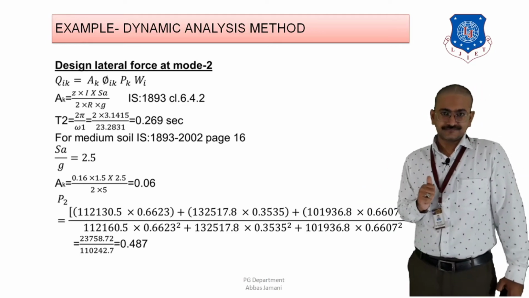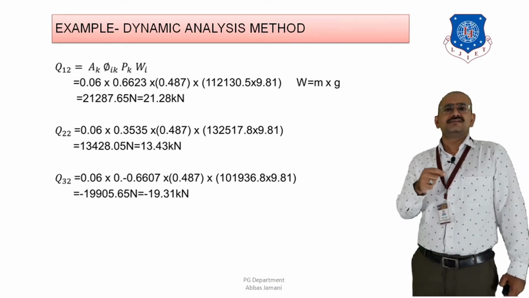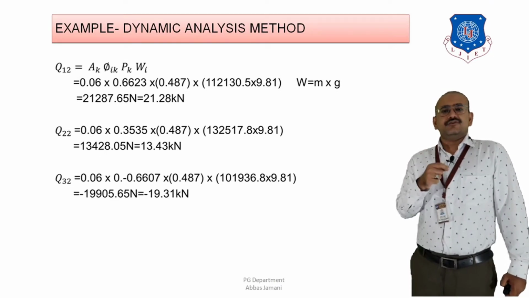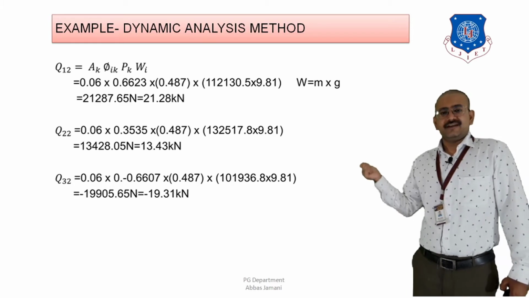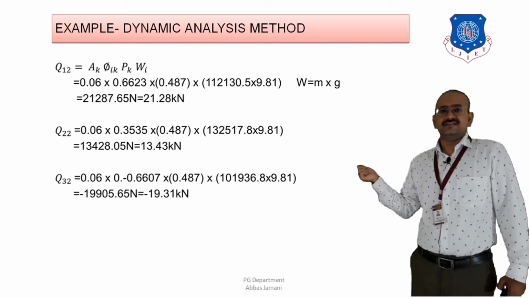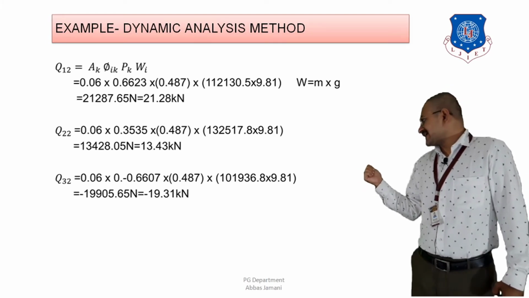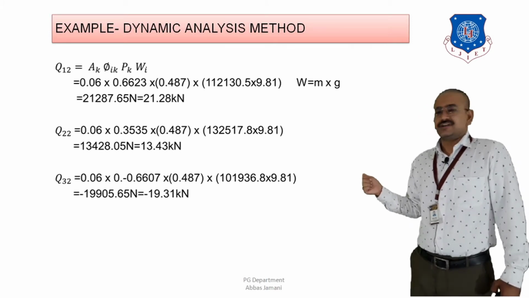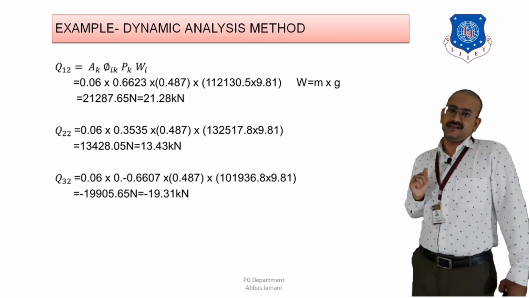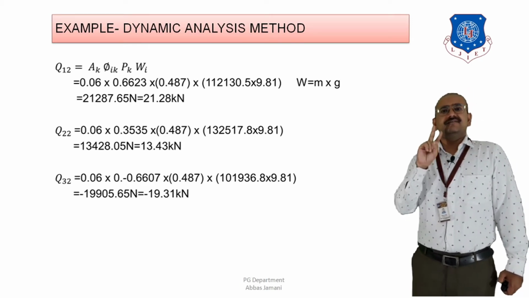Once that is available, again I can calculate the lateral loads at each of the floors corresponding to the value of mode shape 2, that is Q12, Q22 and Q32, where 1, 2 and 3 are the floors and 2 is the mode shape. So substituting these values, I get the value of Q12 is equal to 21.28, Q22 is equal to 13.43 and Q32 is equal to 19.31 kilonewton. Right? So we have the values for first mode, we have the values for second mode.